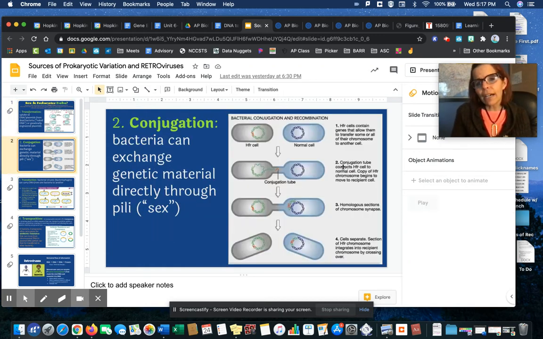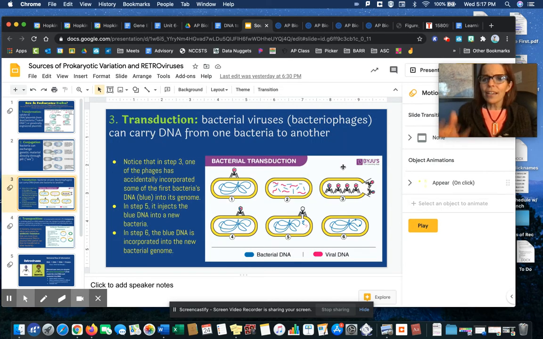So then there's also conjugation, which is kind of like bacteria sex. This again usually has to do with the plasmids, which are the small circular DNA sections that they have. It gets copied and then transferred, and it can be to a different species of bacteria. So it's like if we could give human DNA to a bird or something, bacteria can do that. We can't do that.